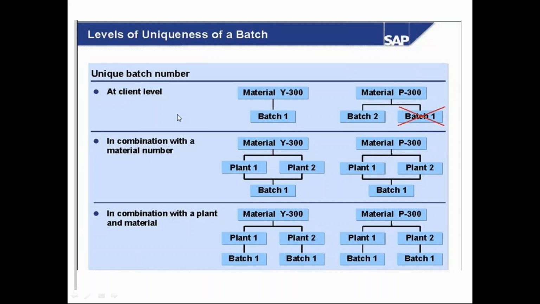So this is a best example of how you are going to maintain the batches at three levels. This is at client level, so the same batch number cannot be repeated. In combination with the material number, the same batch number can be used for different plants and different materials, in combination with plant and material.